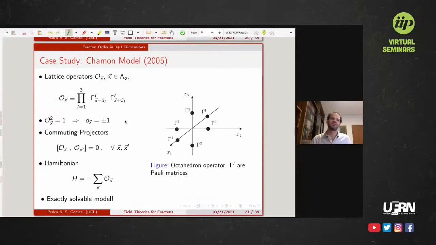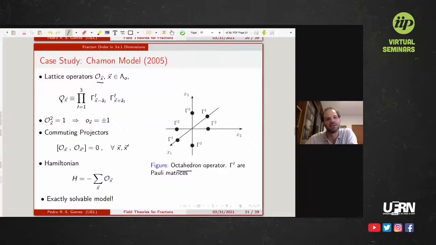The first model with fractonic properties was constructed by Chamon in 2005, and this model is a simple one and is defined in the following way. Let's introduce these operators O_X, right? Let's call these octahedron operators, and we distribute Pauli matrices along the directions according to this picture, right? This is formally defined here.